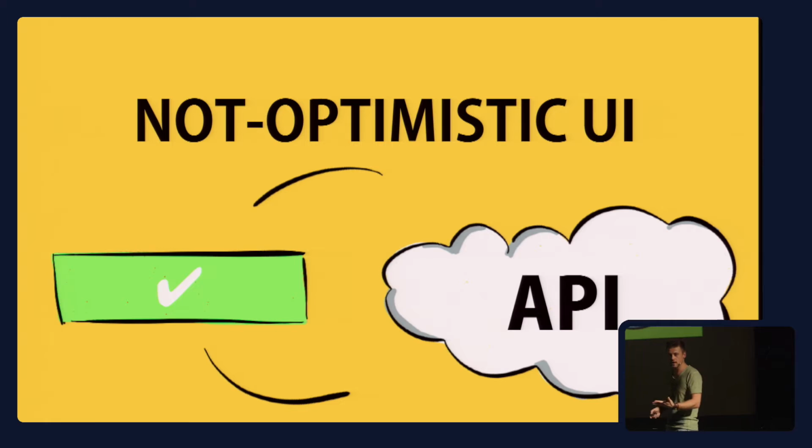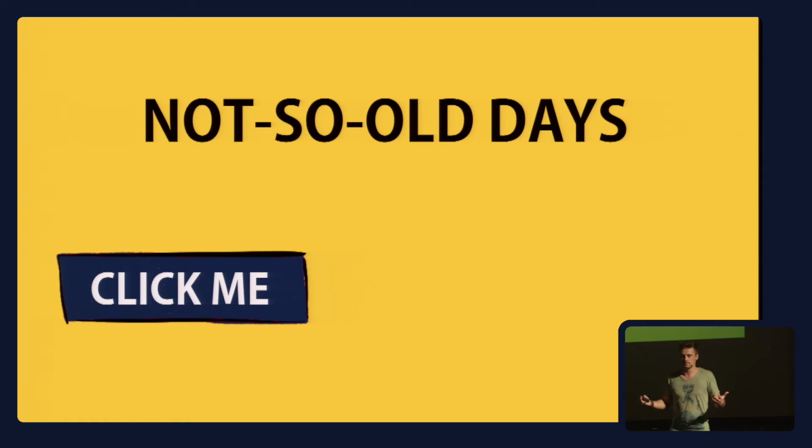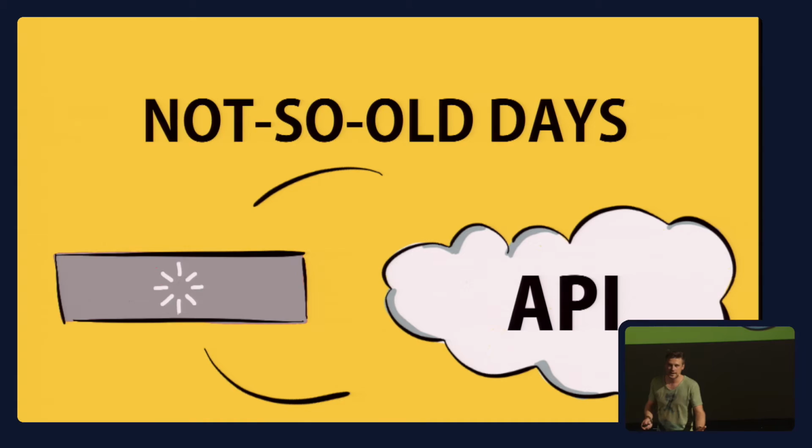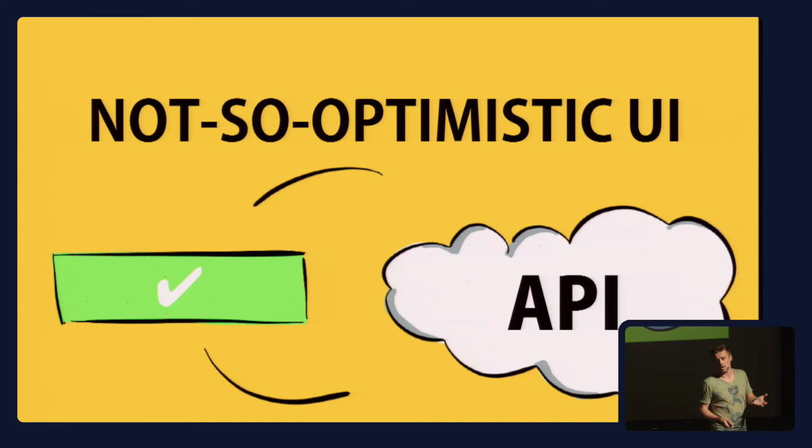In the not-so-old days, we invented spinners. And now interactions started looking like this: the user clicks the button, we show some sort of progress indicator or spinner. We still make the API call, get the response, and update the state of the button. Done. A bit better, but still not so optimistic UI.